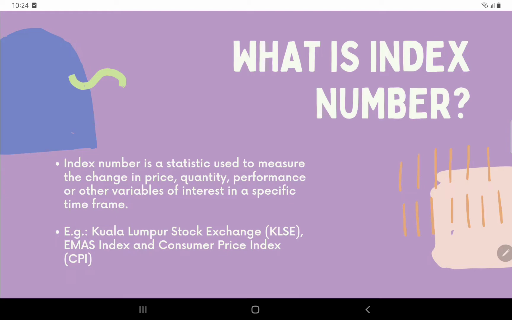The KLSE provide us the information on the investment climate of Bursa Saham of Malaysia, while the CPI measures the changes in prices of commonly consumed goods in our country. Okay, so CPI ni berkenaan dengan barang lah, barang naik, harga barang naik, harga barang turun. Yang KLSE saham. Okay.